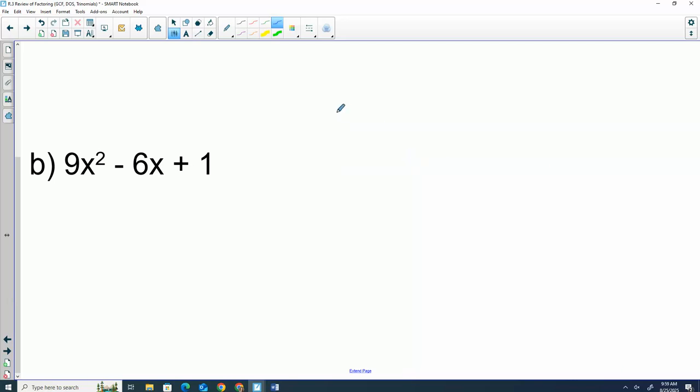We can't take out a greatest common factor. Do you guys remember how you did them? This was your slip and slide problem. So you slip the 9 down to the 1. All right, what multiplies to 9 and adds to negative 6?